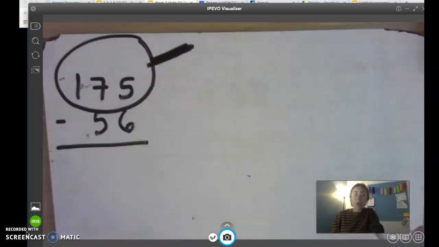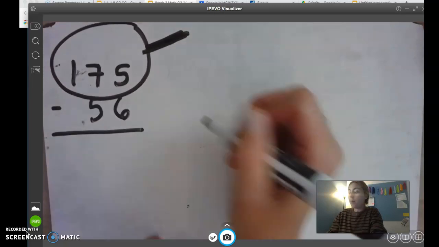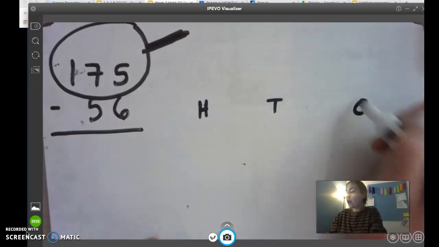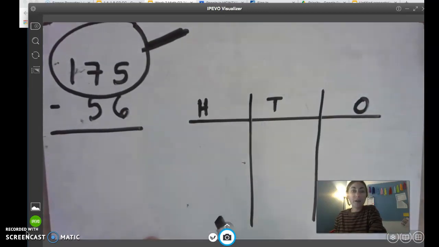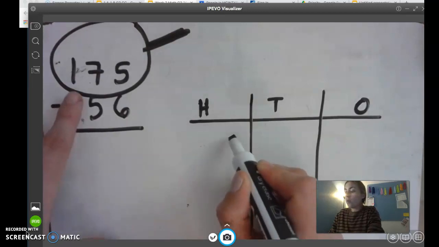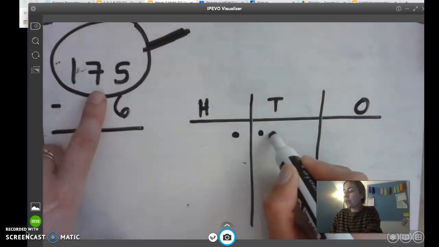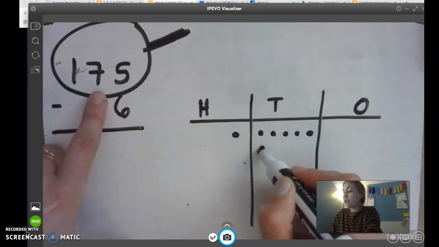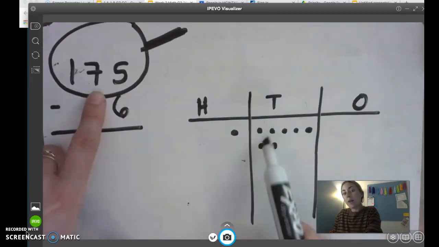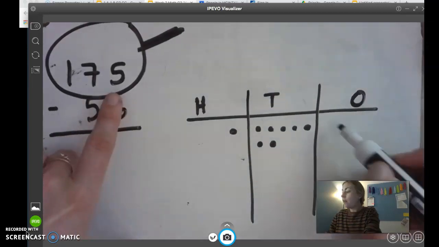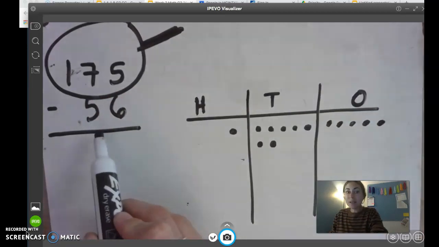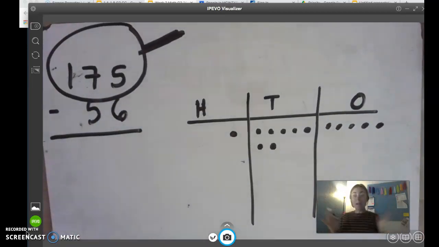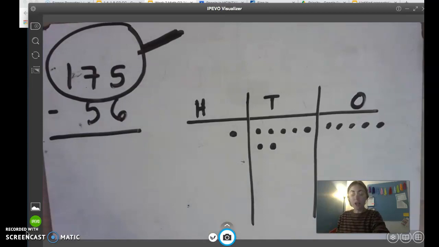So the first thing I want to do is build 175 on my hundreds, tens, and ones chart. You guys have been doing a really nice job with this. So I'm going to draw it with dots or place value discs. I know that 100 is 100, 1 ten, 2 tens, 3 tens, 4 tens, 5 tens, 6 tens, 7 tens. Make sure that you have 5 in a row, and then you start your next row down here. And then 5 ones, 2, 3, 4, 5. I'm not going to build 56 because 175 is my big whole, and that's the number I'm taking away from. So I'm going to be subtracting from 175.